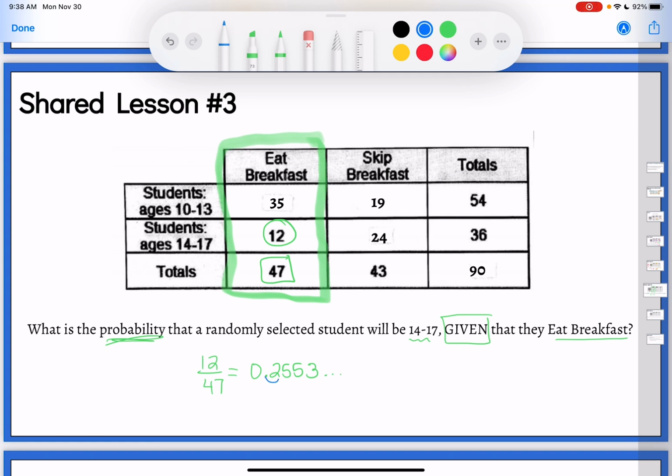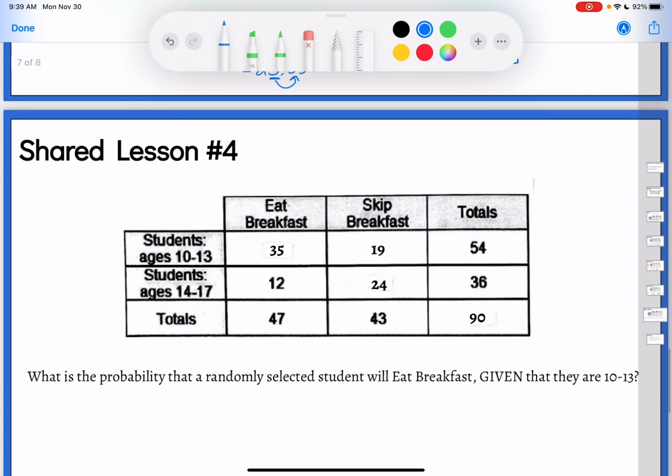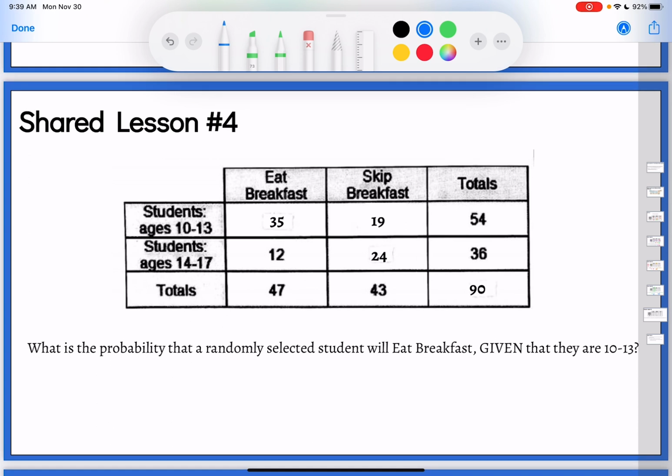Change it to a percent. I have to move my decimal 2 places, so this would really be 25.53... That 25 looks at that 0.5 and tells me to round up to 26%. 26% of my eating breakfast students are ages 14 to 17. So that means that more of my eating breakfast students are coming from that 10 to 13 age range. All right, so hopefully you get the idea. Whenever it says that given, right, that's when you're narrowing down your table.